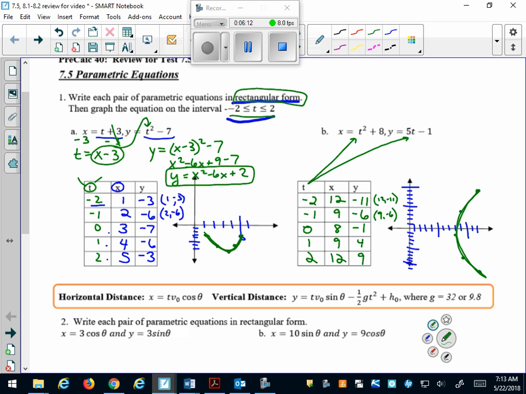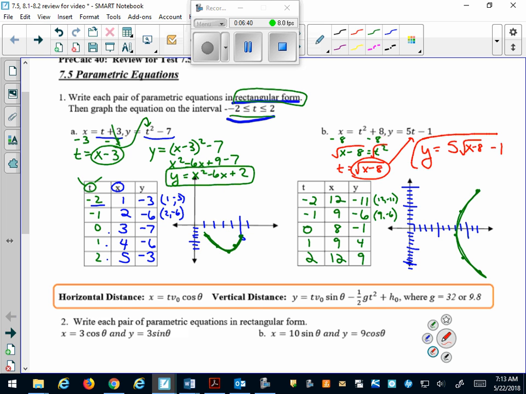Okay, now again, write these in rectangular form. We just need to solve the x equation for t. So I'm going to subtract 8 from both sides, and I get x minus 8 equals t squared. Square root both sides, and t equals the square root of x minus 8. So now I just plug that right in for t, and y equals 5 times the square root of x minus 8, and then minus 1. That's your final rectangular form.